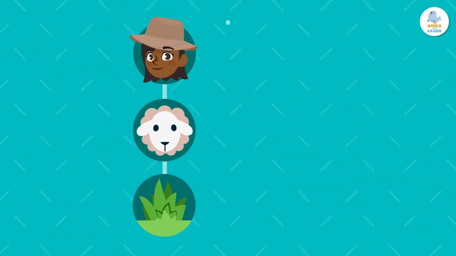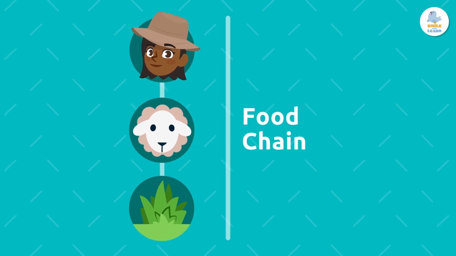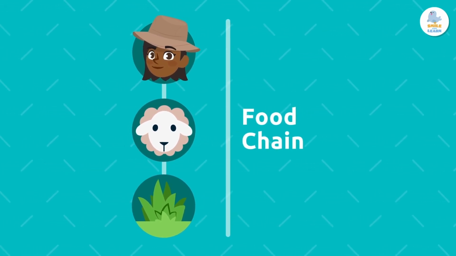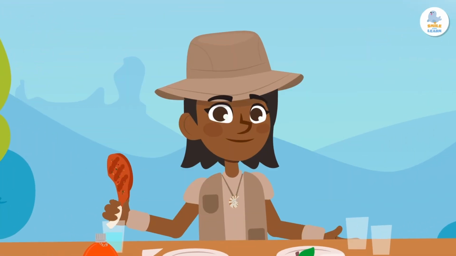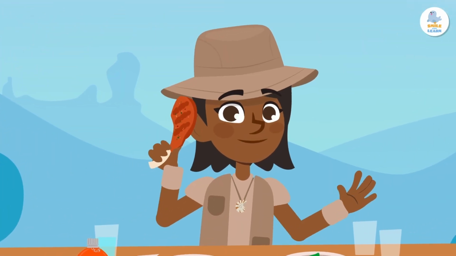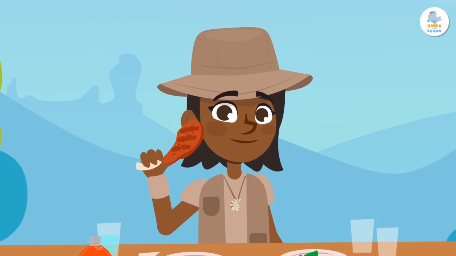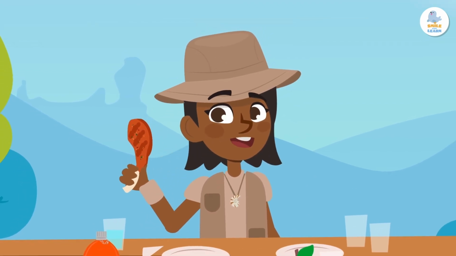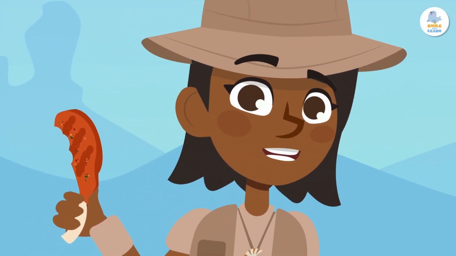The way energy passes from one living thing to another is called a food chain. Have you ever heard of food chains? We are going to look at them now, but I'm getting a little hungry. So first, I'm going to take a bite of my lamb chops. Yummy!